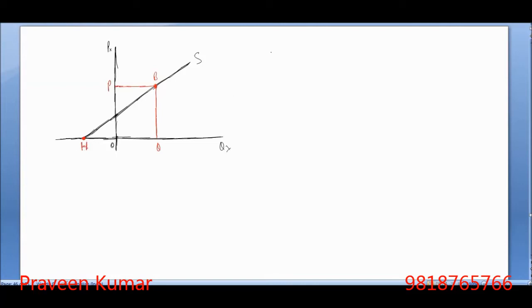Now what is the formula for elasticity of supply? P upon Q into delta Q upon delta P, isn't it? Yes sir. Now what is P? P is from the origin to this point P. Yes or no? This is the price.